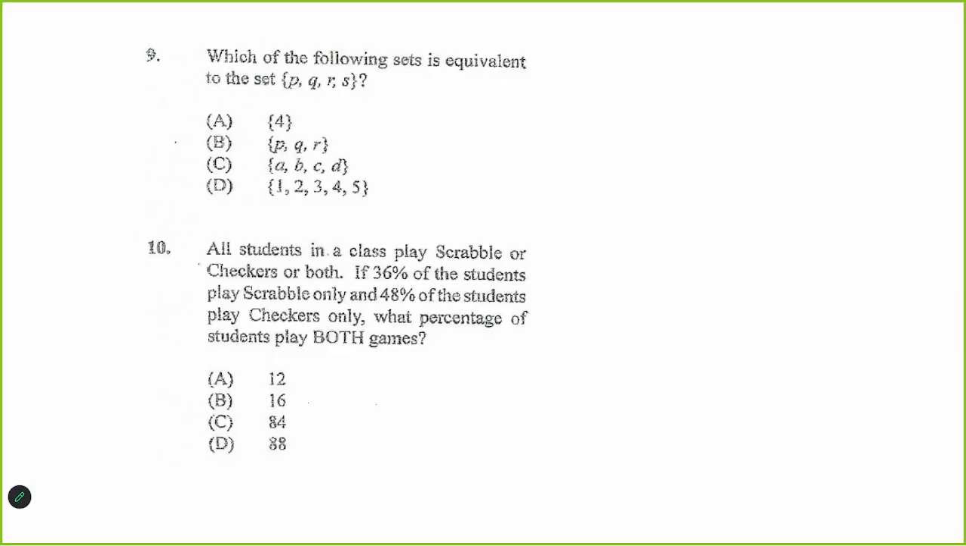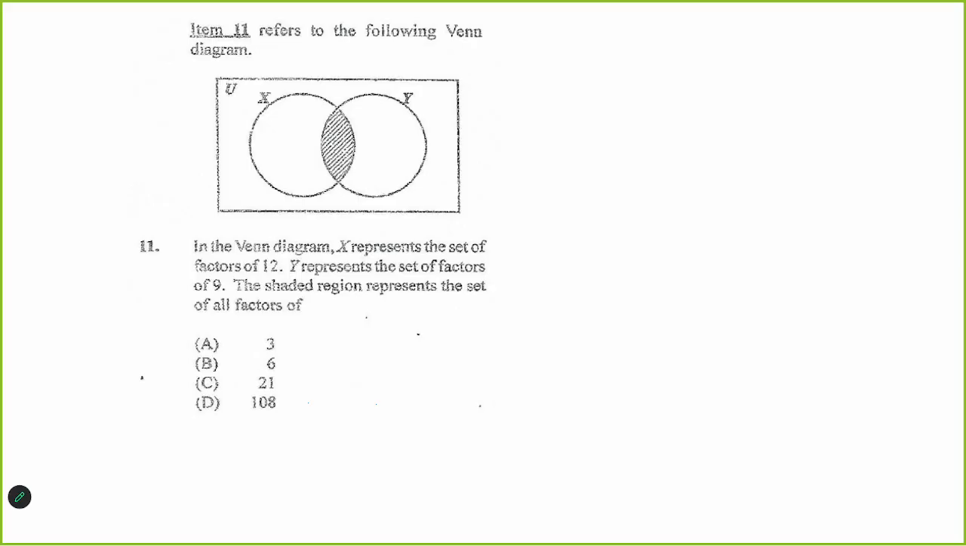This one here, which is the equivalent set. Equivalent set means they have the same number of elements. 1, 2, 3, 4. 1, 2, 3, 4. So it will be C. All students in the class, this is the next one, 16. This is the next one, factors of 12, factors of 9. What do they have in common? Factors of 3.